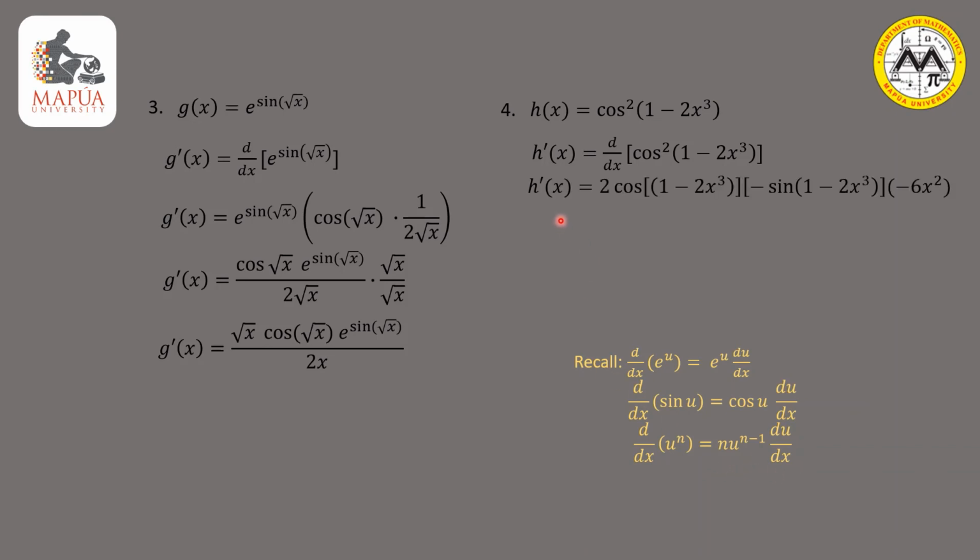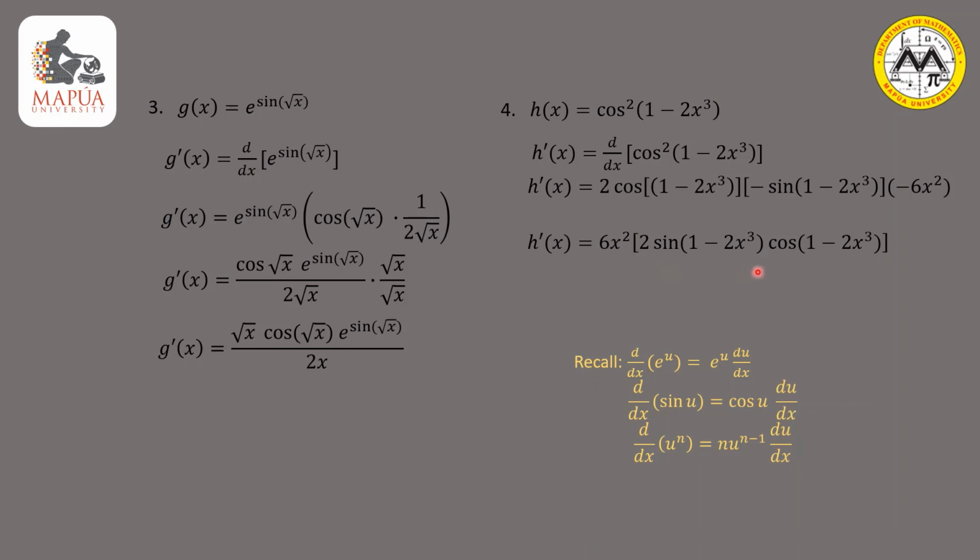Hence, h prime of x will now be given by 2, which is the exponent, times the base cosine of 1 minus 2x cubed, times the derivative of the base, which is negative sine of 1 minus 2x cubed, times the derivative of 1 minus 2x cubed, given by negative 6x squared. From there, h prime of x will now be given in terms of 6x squared times 2 cosine of 1 minus 2x cubed times sine of 1 minus 2x cubed. Now take note that negative 1 times negative 1 is positive 1. So h prime of x will just be equal to this product.